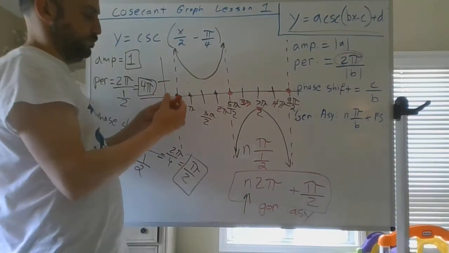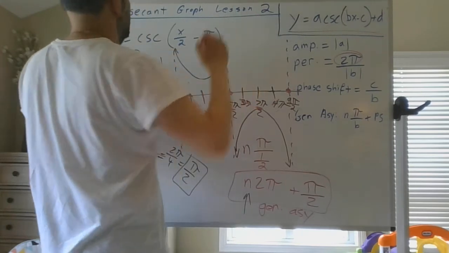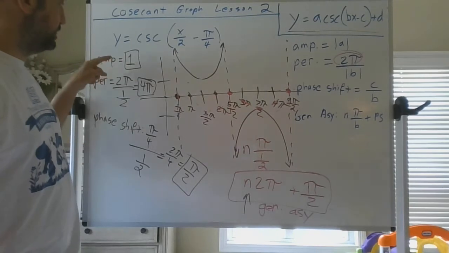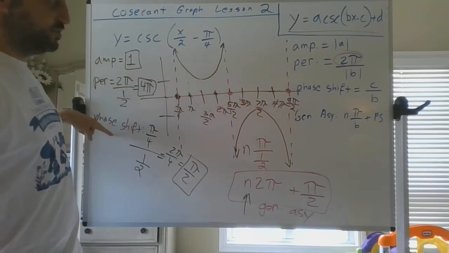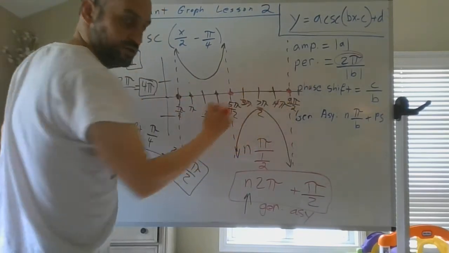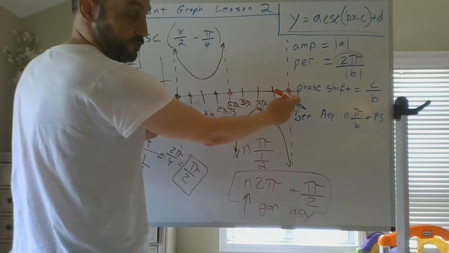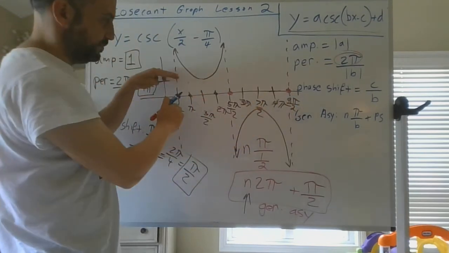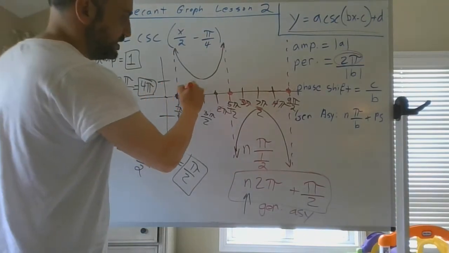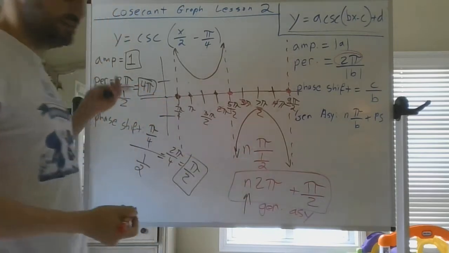Okay, guys, welcome to lesson number 2 for cosecant graphs. In the first video, we used the amplitude, the period, and the phase shift to graph a sine function. In this sine function, the period was 4 pi, so it was stretched out. Amplitude was 1. But then we used that sine function to draw our cosecant function, because that's the inverse of sine.